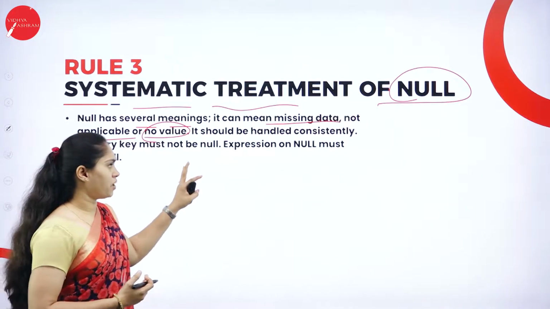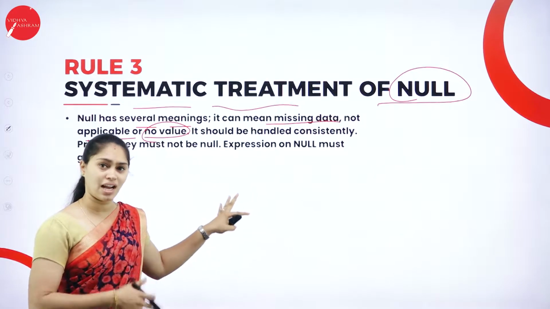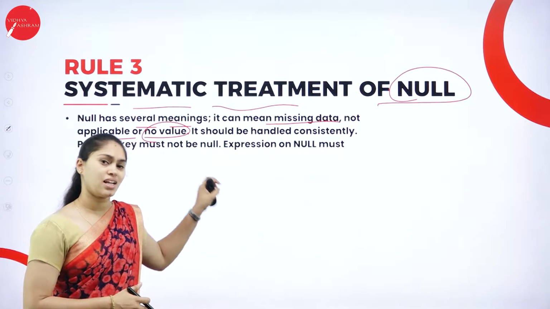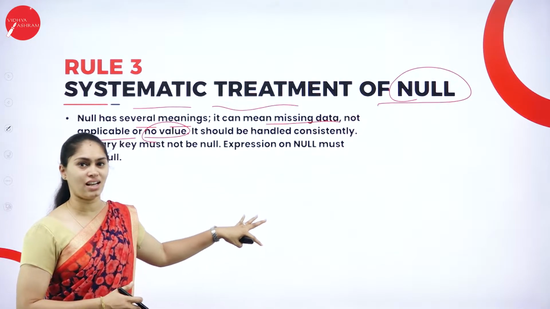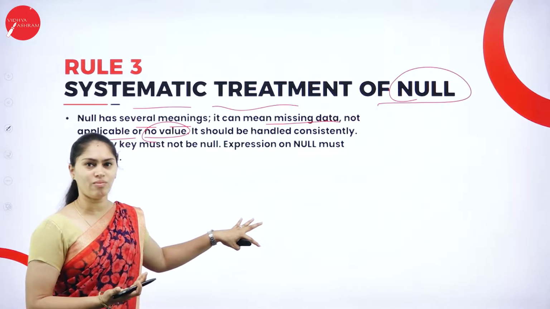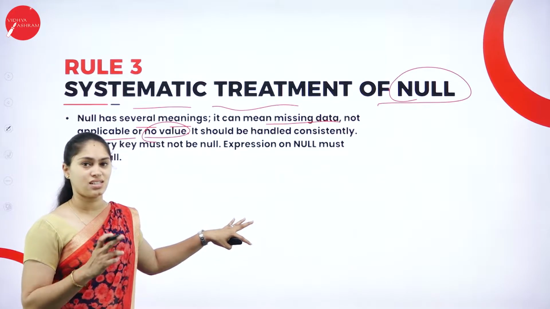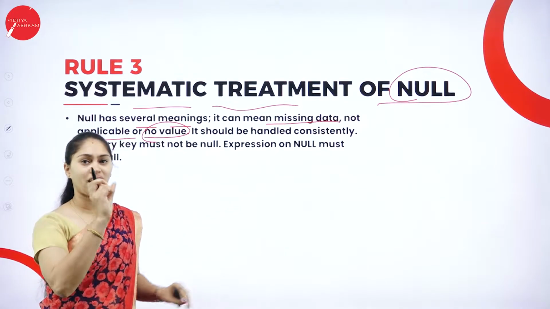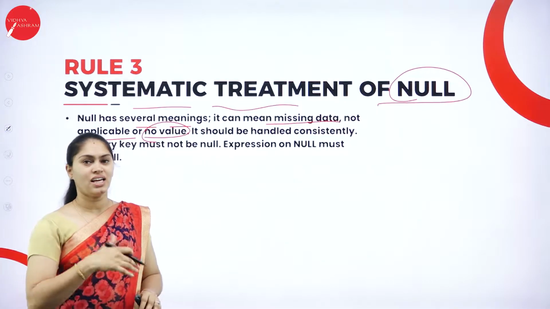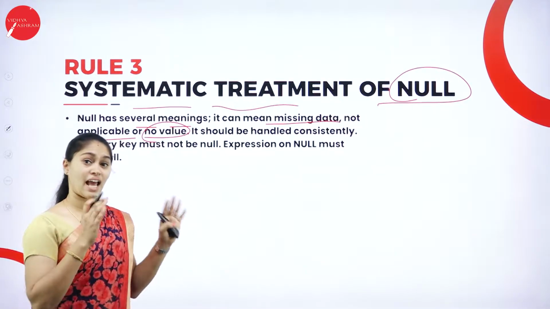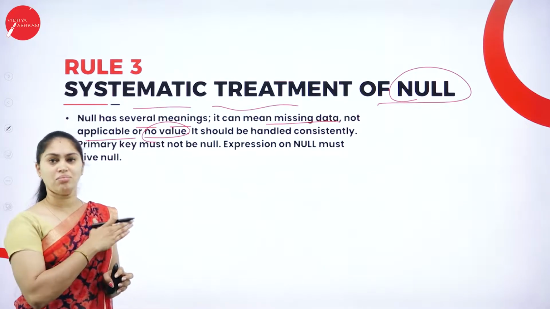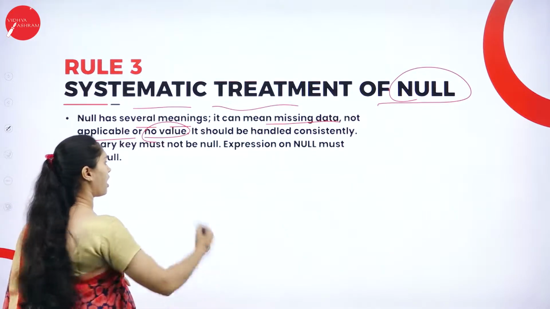For example, if I am not getting that data, or if that data is missing, and I am considering that data as missing data, then I can apply the value as a null. If it consists of no value, at that time I should not consider that as a null. So whatever meaning we give for a null, in terms of missing data or not applicable or no value, it has to be retained with the same name throughout the database. That is what you have to remember.